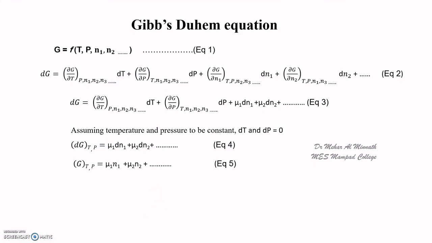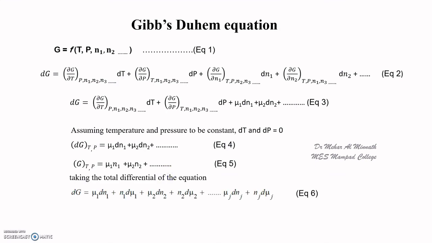And then integrating, you get G equals mu1 N1 plus mu2 N2, equation 5. So all these we have done earlier, but this is the way how we derive the Gibbs-Duhem equation. Now when you take the total differential of this equation, you get dG equals mu1 dN1 plus N1 d mu1 plus mu2 dN2 plus N2 d mu2, etc.